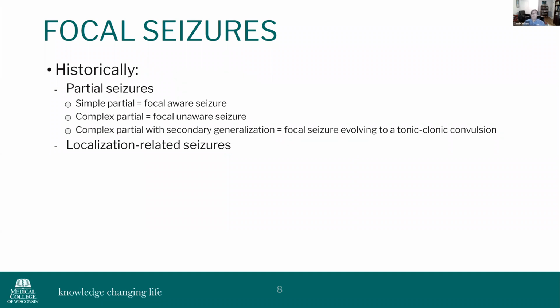With the older terminology, the partial seizure terminology, some of you may have heard terms like simple partial and complex partial seizures. A simple partial seizure is the same as a focal aware seizure, a focal seizure with no alteration of awareness. A complex partial seizure refers to what we now call a focal unaware seizure, or a focal seizure with alteration of awareness. And the final term here, a complex partial seizure with secondary generalization, is the older terminology for what we now call a focal seizure evolving to a tonic-clonic convulsion.